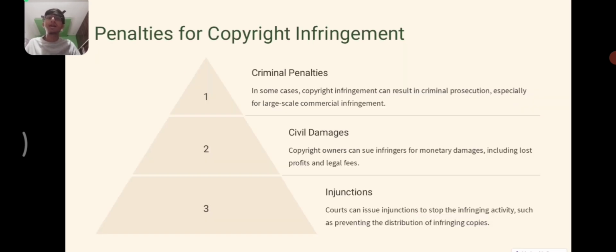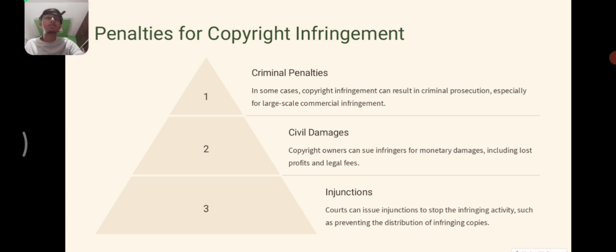Let us move on to the penalties for copyright infringement. Criminal penalties. In some cases, copyright infringement can result in criminal prosecution, especially in large-scale commercial infringement. Civil damages. The copyright owner can sue for monetary damages, including lost profits and legal fees. And injunctions. Courts can issue injunctions to stop infringing activities, such as preventing the distribution of infringing copies.